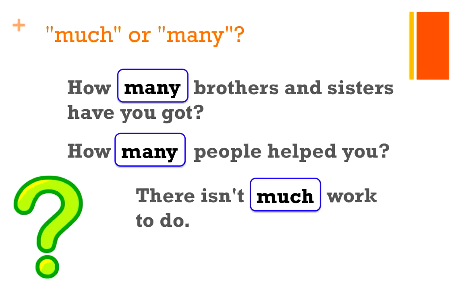And what about this one? There isn't much work to do. Work is not countable. You cannot count work. And it is a negative statement. There isn't much work, so this is the perfect place for much.